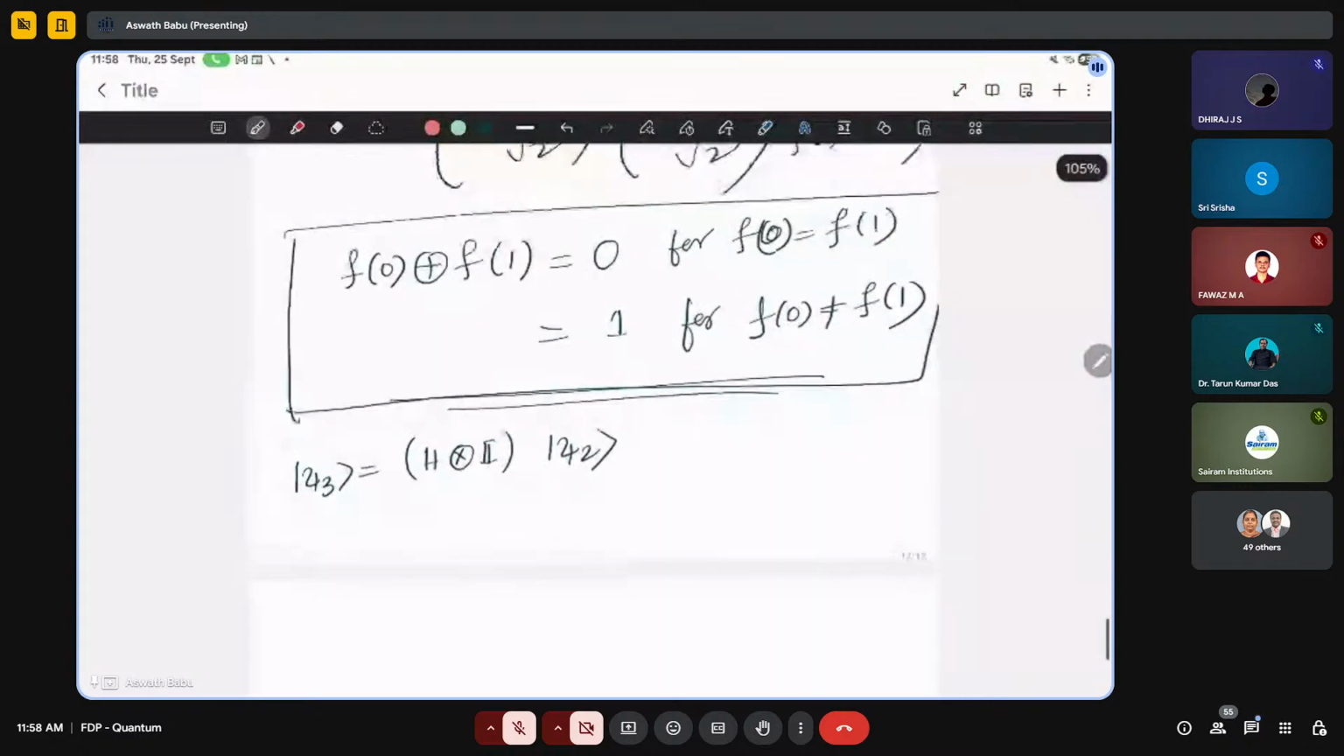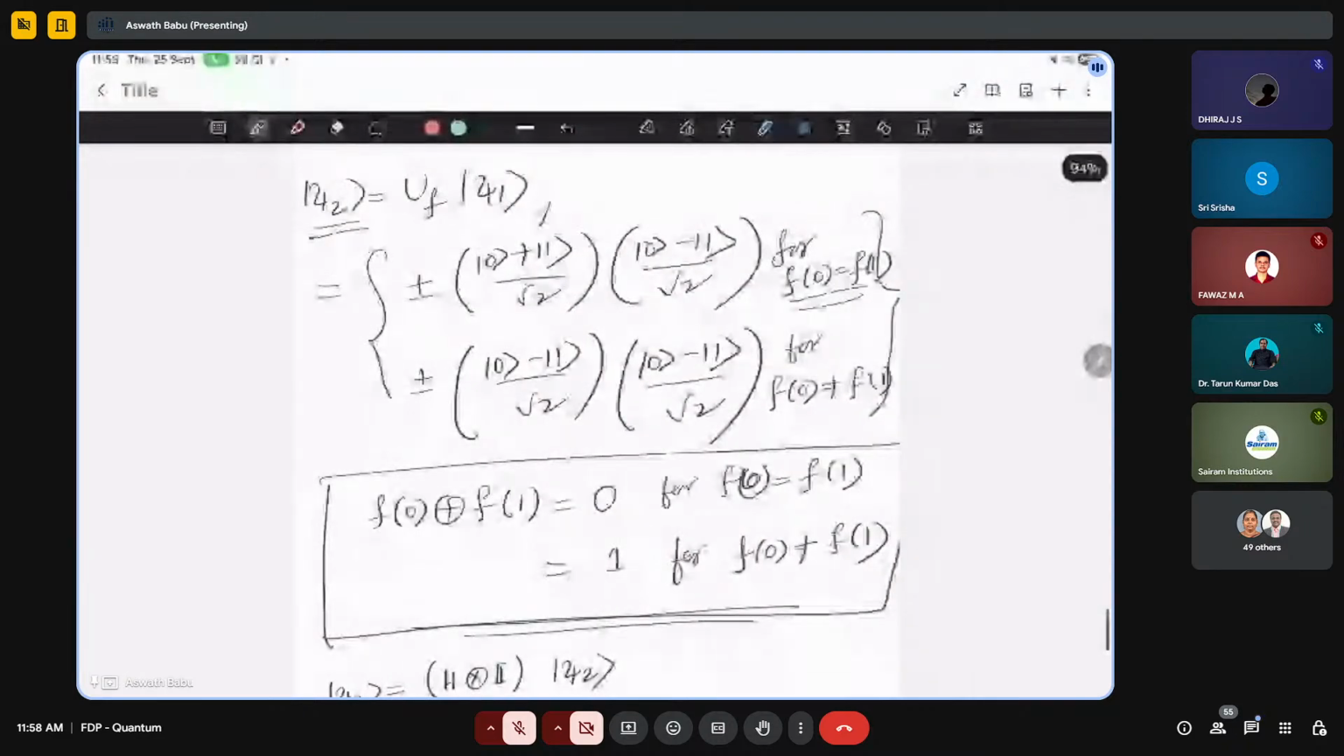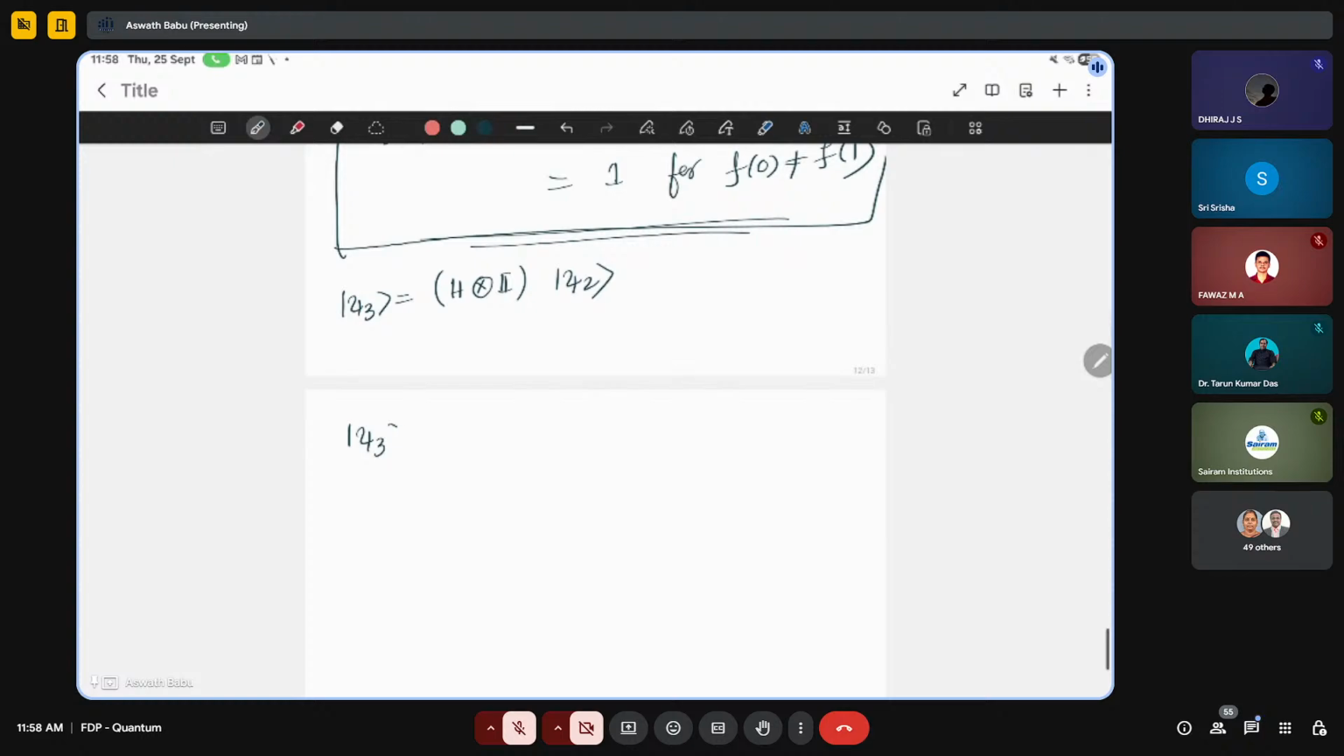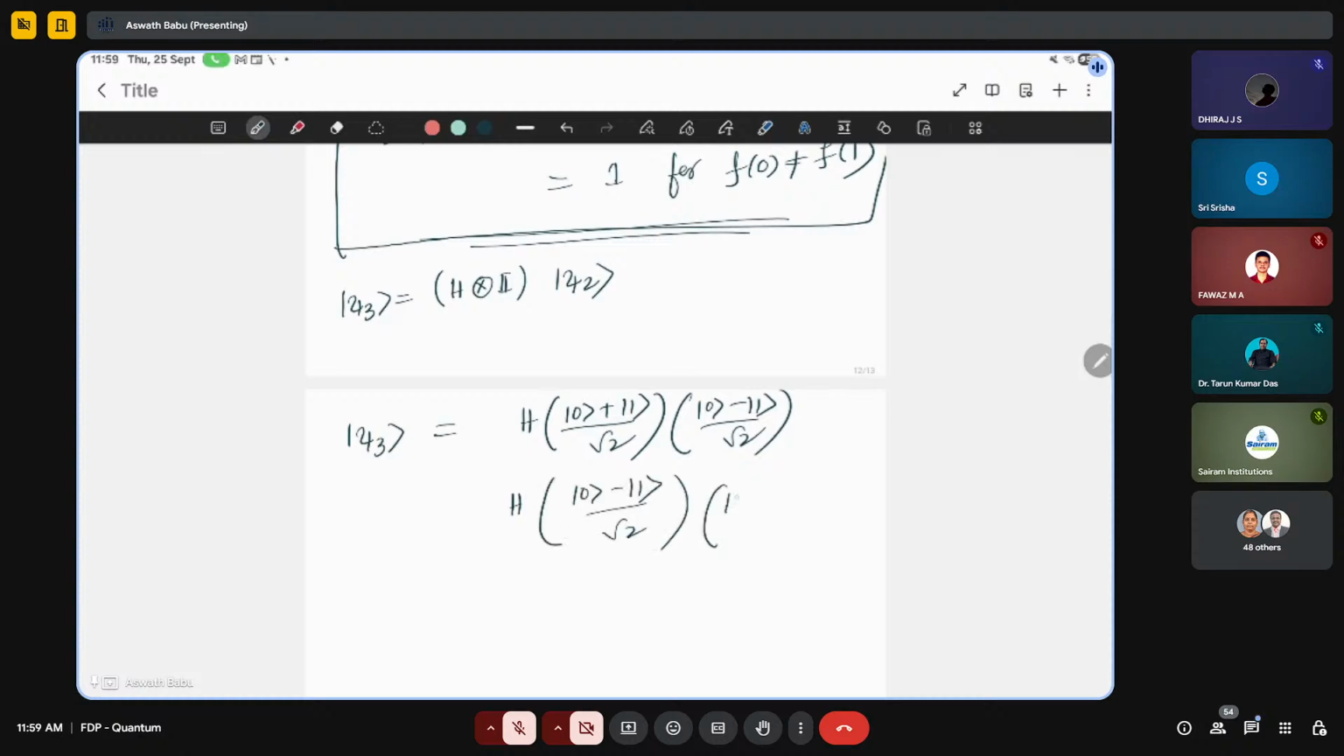Now I have positive superposition at the control, negative superposition at the control, 2 cases. So I'll have my psi 3 with 2 cases. What is that? Psi 3 is Hadamard acting on a positive superposition, nothing on the target, and Hadamard acting on the negative superposition, nothing on the target. The first case is when f of 1 is equal to f of 0. The second case is f of 1 is not equal to f of 0. These are the situations.